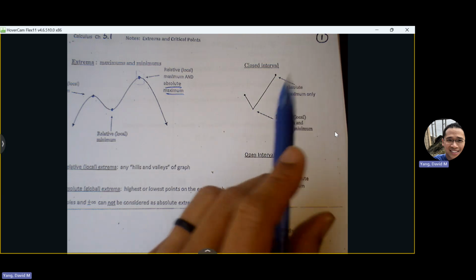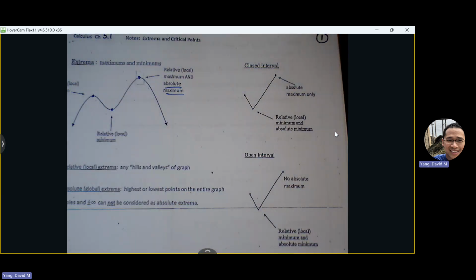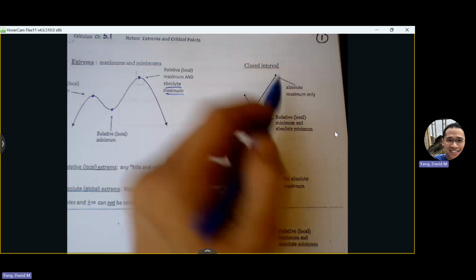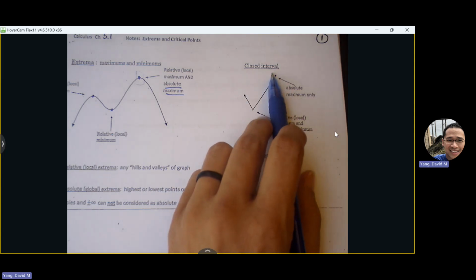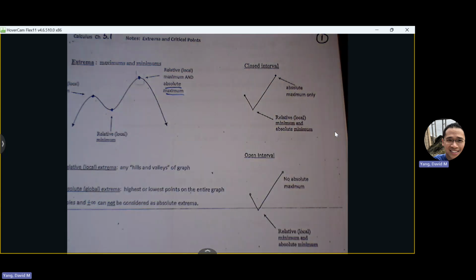This is an absolute maximum, but it is not a relative maximum. The reason why is because I have to be able to compare a point to the left and to the right of it in order to call it a relative max or relative min. So here, there's no other point to the right to compare it with. So it is the highest point, but it is not a relative maximum if it's an endpoint. So endpoints, we can never call endpoints a relative maximum or relative minimum.